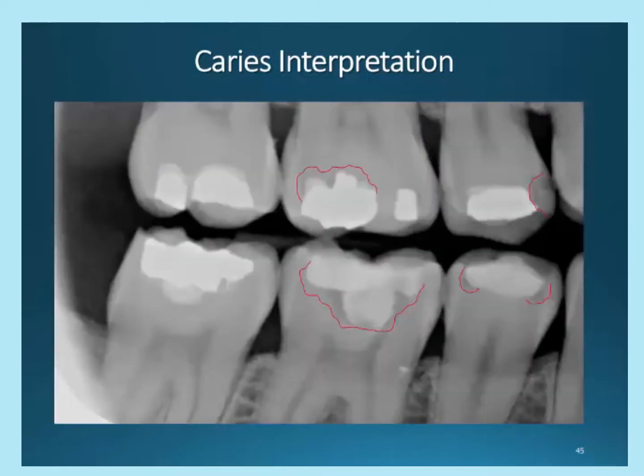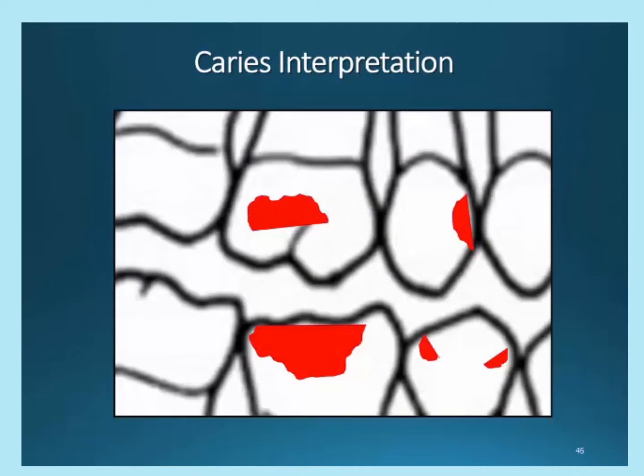Okay, another example, recurrent decay on several teeth. These are all recurrent decay on these occlusal fillings, except there is one new interproximal decay on the mesial of number 4. And again, a drawing for you. All right.